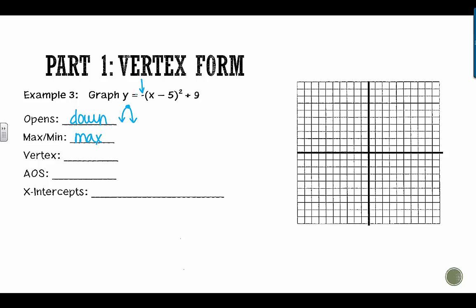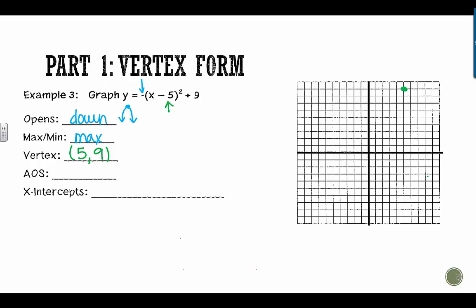So it's going to look like this, which means I am going to have a maximum. So I'm going to have this point right here. And that maximum, remember, is your vertex. So pick out your vertex. Remember, it's always opposite of what's in here, so it's at positive 5, positive 9. And then we can make a graph over 1, 2, 3, 4, 5, up 1, 2, 3, 4, 5, 6, 7, 8, 9. And we know it's got to go down from here.